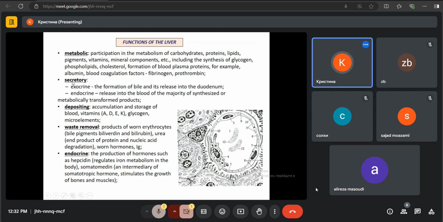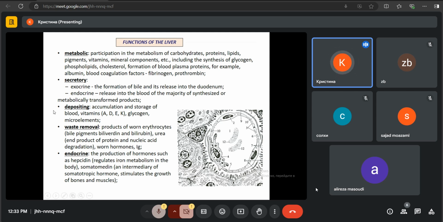Next, secretory function. Exocrine function is the formation of the bile and its release into the duodenum, and endocrine function is the release into the blood of the synthesized products. So it's again about the hepatocyte.